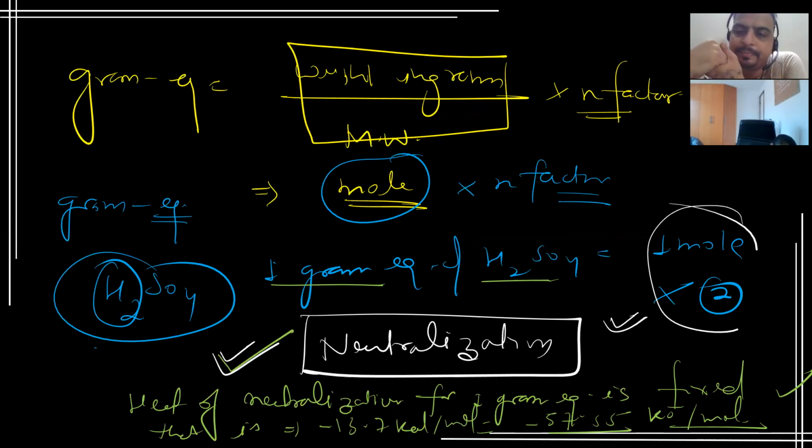That's a negative 13.7 kilocalorie per mole, or minus 57.55 kilojoule per mole.